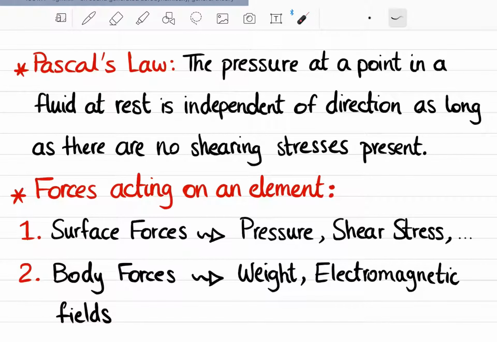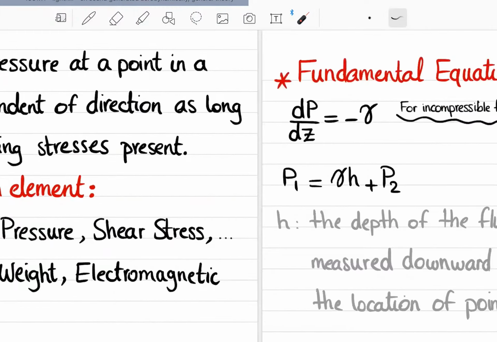Pascal's law says that the pressure at a point in a fluid at rest is independent of direction as long as there are no shearing stresses present. Also, there are two different forces acting on an element. One is the surface forces that only act on the surface of the element, examples of which are pressure and shear stress, and the other is the body forces, which act on the body or the volume of the element, such as the weight, and also the forces due to electromagnetic fields.